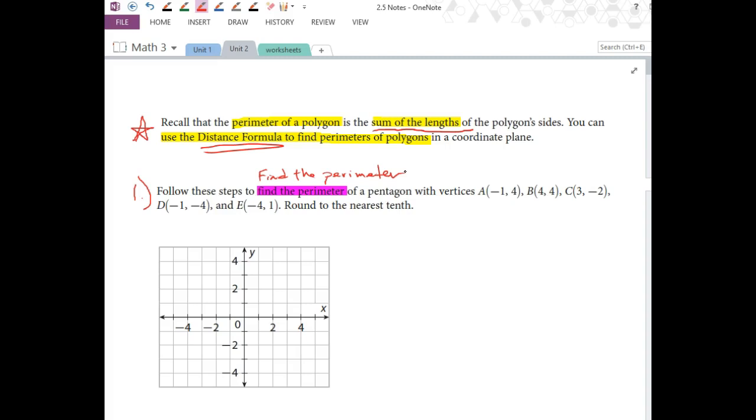If I was going to plot point A, what directions would I go? Left 1, up 4, so here's point A. What about B? Right 4, up 4. There's B. C? Right 3, down 2, so there's C. D? Left and down, so there's D. And then E?